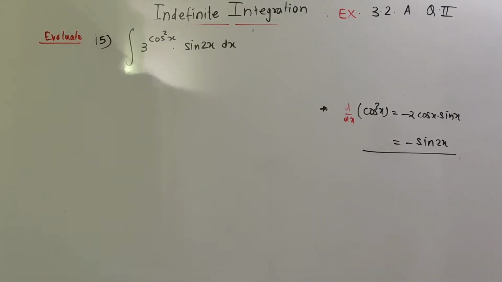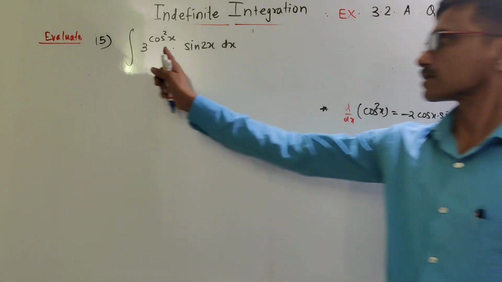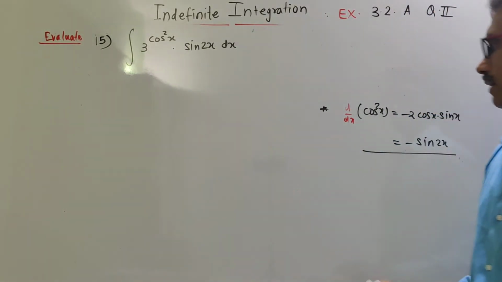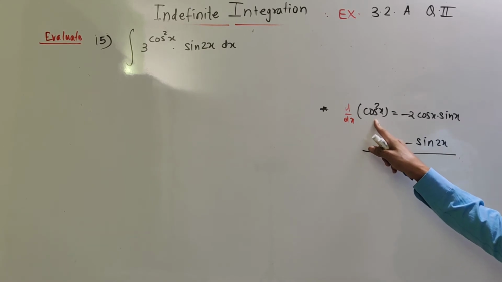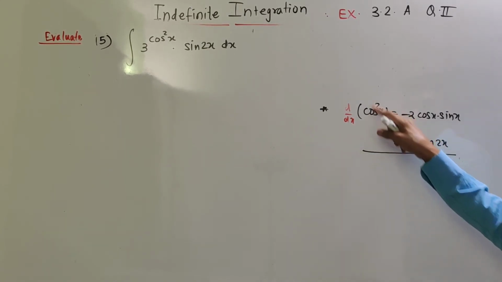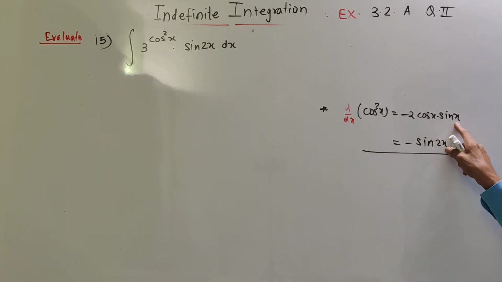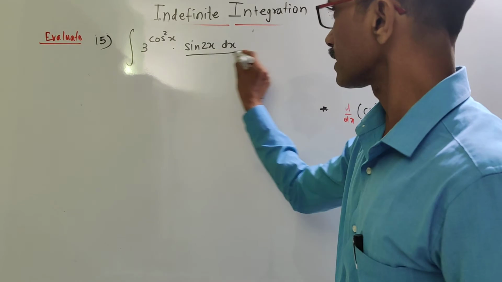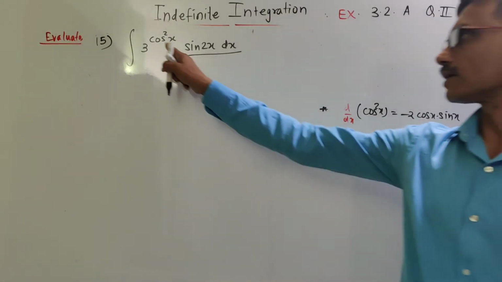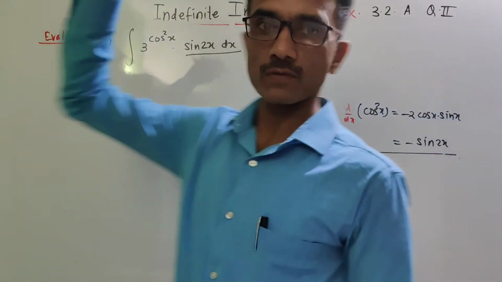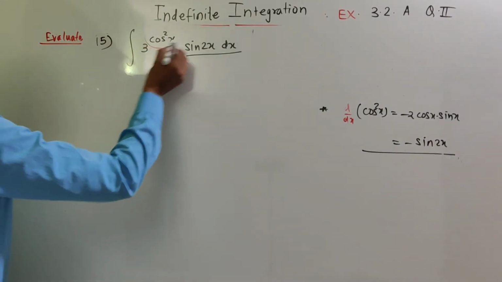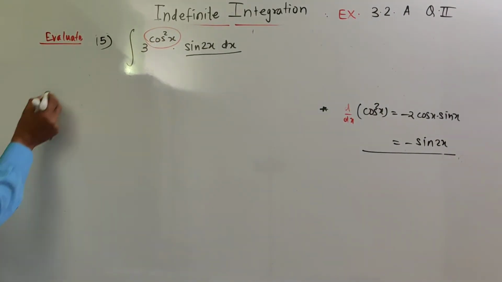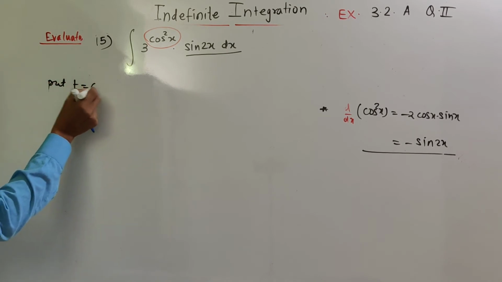Question number 15, 3 raised to power cos square x and sin 2x. As you know, the derivative of cos square x is 2 times cos x, and the derivative of cos is minus sin x. So 2 sin x cos x we write as sin 2x. Therefore it is minus sin 2x. Here you can see sin 2x, so it is the derivative of this. So we substitute t is equal to cos square x.